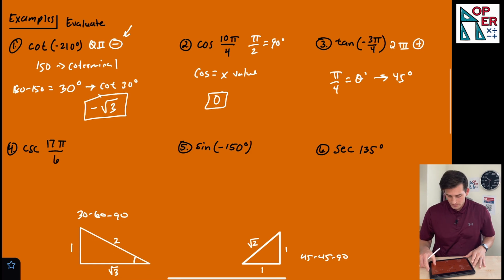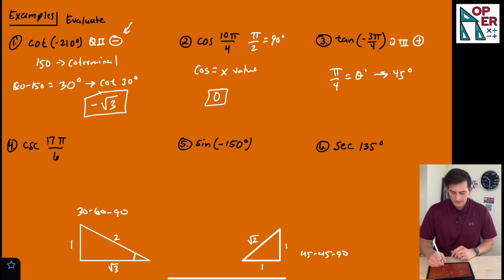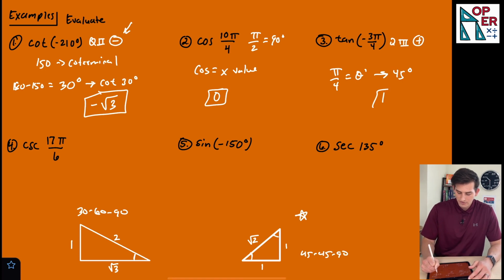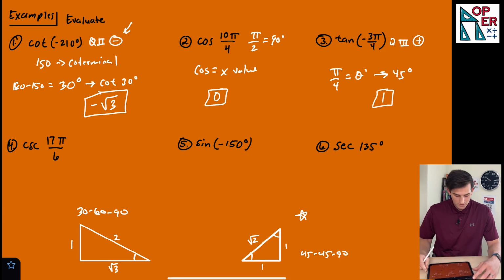And so now we can use our special 45, 45, 90 triangle down here at the bottom. For tangent, it's just opposite over adjacent. Either one of these angles would be 45 degrees, so we can see our answer is just going to be 1. All right, now for number 4, cosecant of 17 pi over 6.